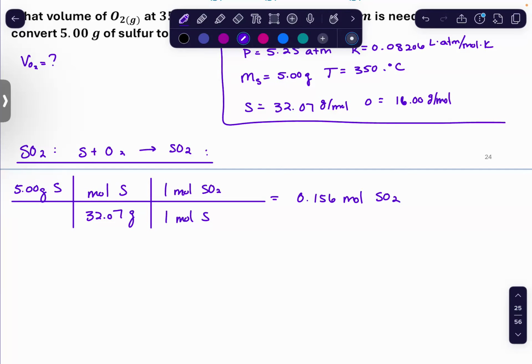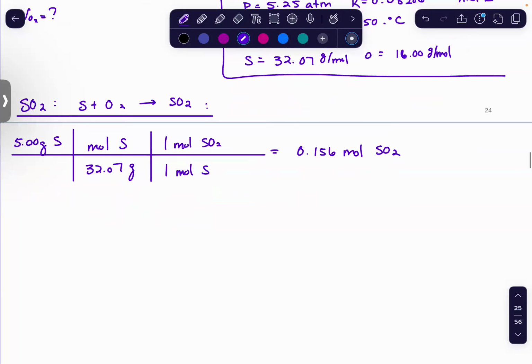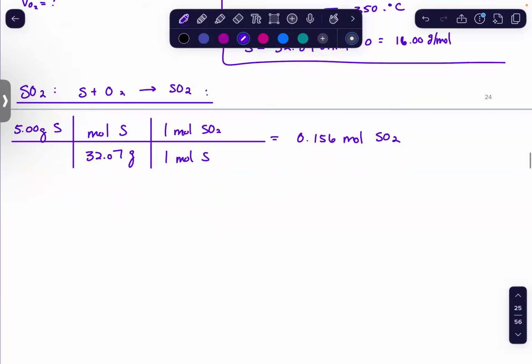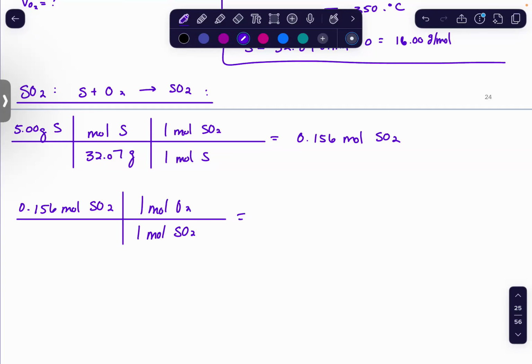Now, we also know that we're going to be using oxygen in this first reaction. So how much oxygen did we use? Okay, so if I have 0.156 moles of SO2, then I look and I say, well, according to the chemical equation, 1 mole of SO2 is produced from 1 mole of O2, so we're going to get 0.156 moles of O2 used.